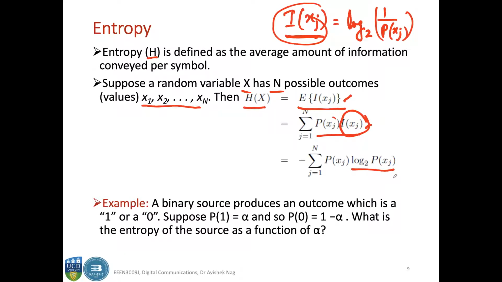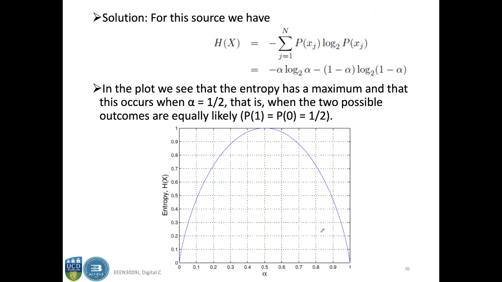Let's see an example. A binary source produces an outcome which is a 1 or a 0, and suppose the probability of 1 is alpha and the probability of 0 is 1 minus alpha. What is the entropy of the source as a function of alpha?